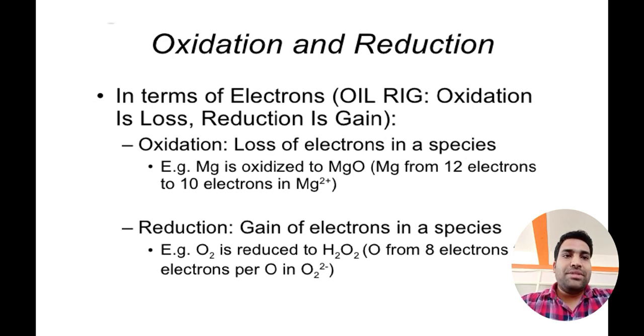Here Mg has 12 electrons. It has lost 2 electrons, so that it has 10 electrons, and its charge became 2 plus, that means Mg2+. It indicates that 2 electrons have been lost. So next, reduction is gain of electrons in a species. Example, O2 is reduced to H2O2. O from 8 electrons per O in O2 goes to O2 2 minus.